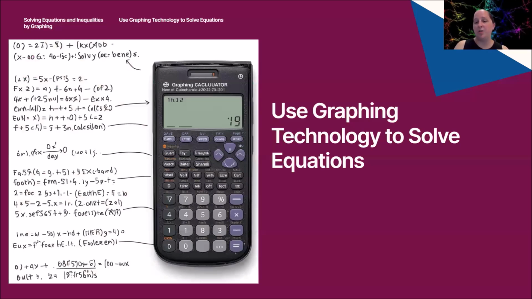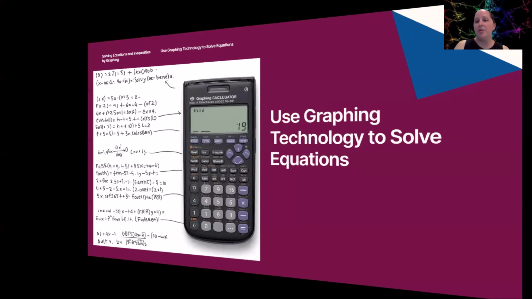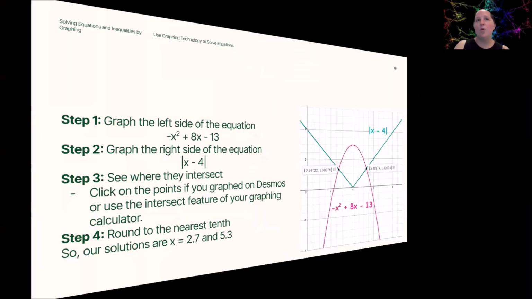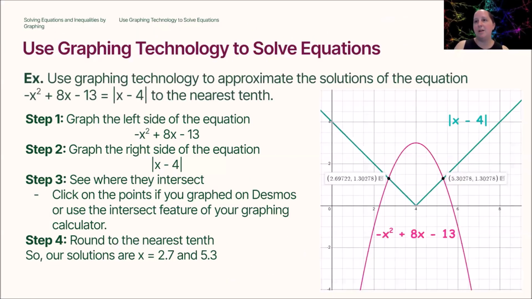Using graphing technology to solve equations. So the nice thing is if you're using a graphing calculator or if you're using Desmos, both of these really allow you to pinpoint where your solutions are. If you're using a graphing calculator, you'll use what's called the trace function. Usually in our class, we'll be using Desmos, and in Desmos, you click on the point and it gives you this point, 2.69722, comma 1.30278. Okay, so I'm only worried about my x's.